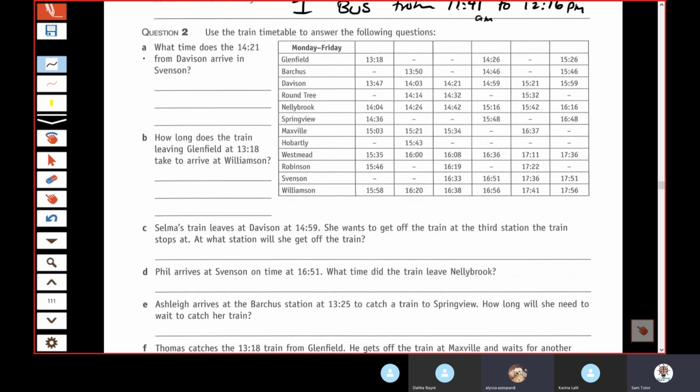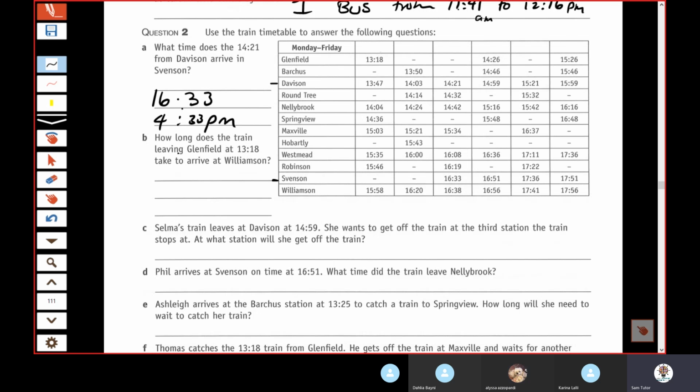Okay. What time does the 1421 from Davison arrive in Svendsen? Davison to Svendsen. 1421, which is this one. What time does it arrive? 16:33. In other words, 4:33 p.m.